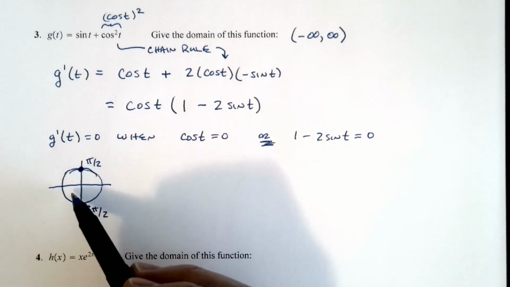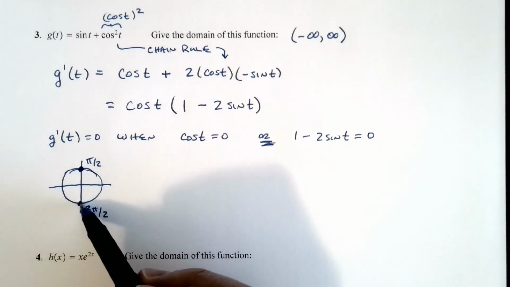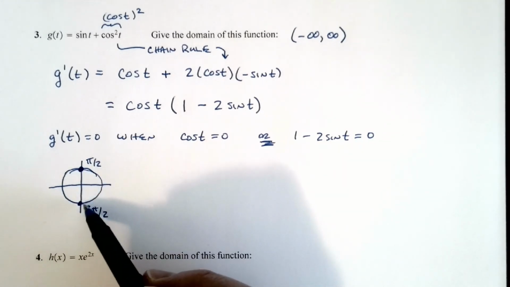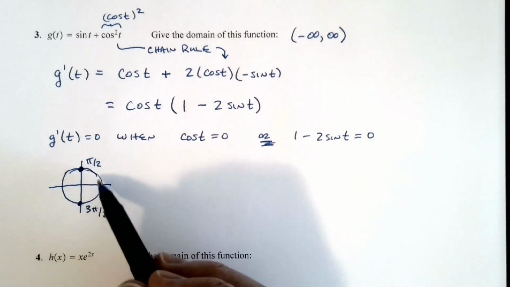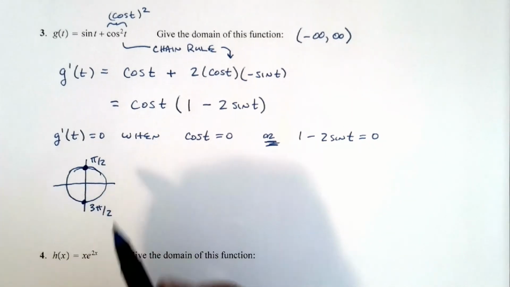Notice there's an infinite number of values, because I can add pi to any of these values and get to another one. So I can go from pi over 2 to 3 pi over 2. I can add pi more and get to 5 pi over 2, 7 pi over 2. Or I can go back to negative pi over 2, negative 3 pi over 2, negative 5 pi over 2. There's infinitely many. Do you remember how to write that?